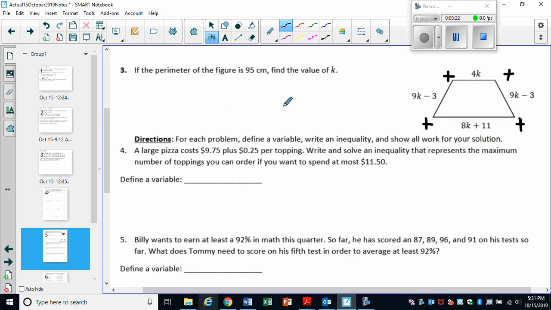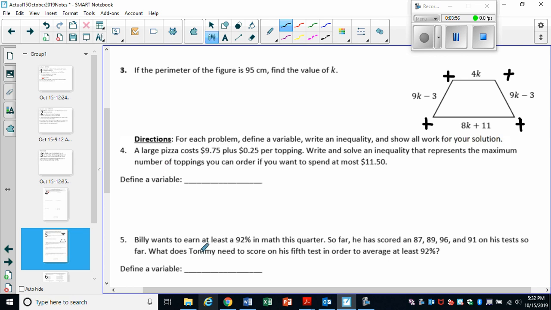Number 4, this is an inequality. We did this last week. You're going to have a base amount plus your rate times frequency, and then you have your inequality and your result. You need to determine what will be your variable. The variable is what you are trying to find.